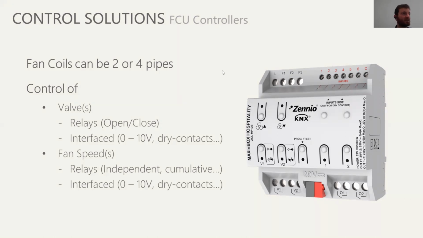The device you can see here, for example, is Maxim Box Hospitality. This is a fan coil controller. You can see down below, this is meant to control on-off valves. So you would have either 2 or 4 pipes, 1 valve for hot, 1 valve for cold, and then you've got 3 fan speeds. Inside the device, in parameters, you define whether that's independent relays, 1 at a time, or cumulative relays. It also has inputs and some spare outputs, but we're not seeing that right now. Let me just close that.